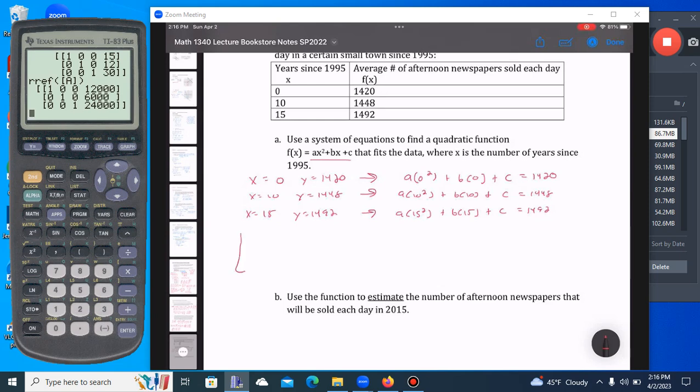So your matrix here, your coefficients are actually going to be the values of your x's. So 0 squared is 0, 10 squared is 100, 15 squared is 225. And then 0, 10, and 15, and 1, 1, and 1 for C, and 1420, 1448, 1492. All right, so we'll plug those in. There it is. Second matrix.